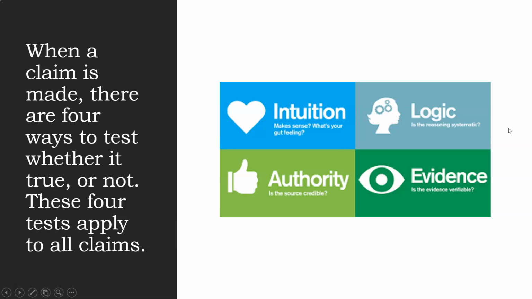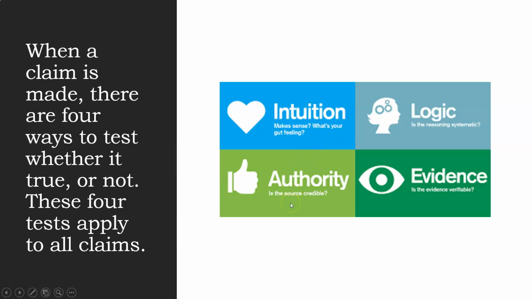Now, the second term was a claim. Claim something to be true. Now, when a claim is made, there are 4 ways to test whether it is true or not. These 4 tests apply to all claims. Now, when somebody makes a claim, your first level is intuition. It's your hunch. It's a sense. Does it make sense? It's a gut feeling. That's only going to carry you so far.